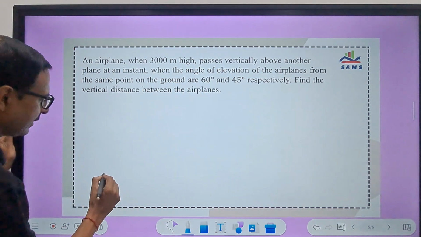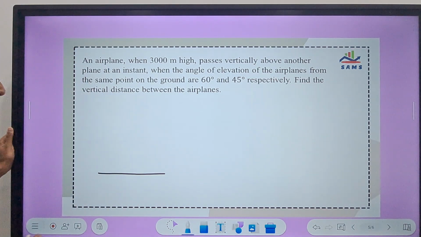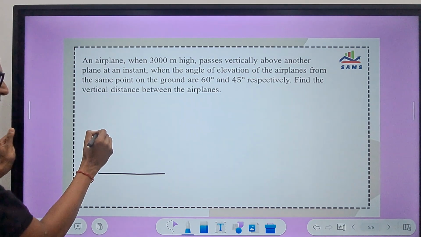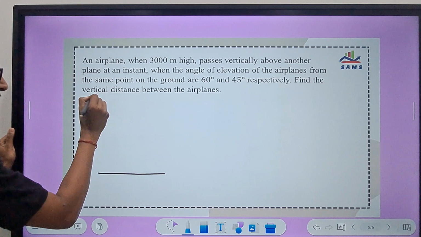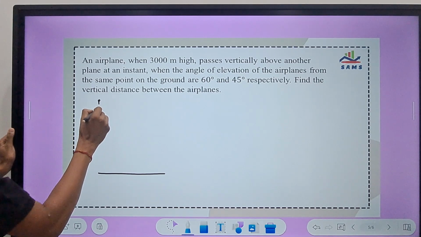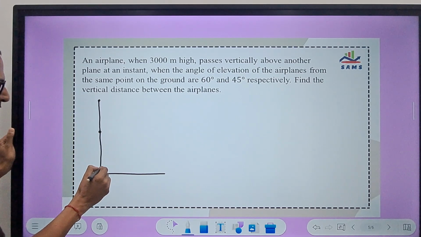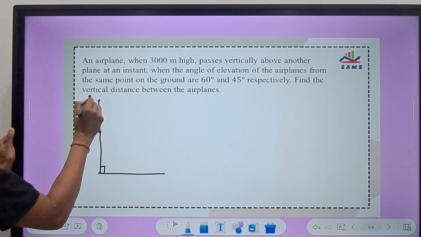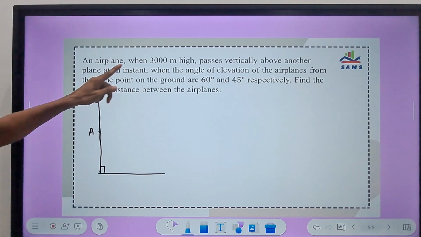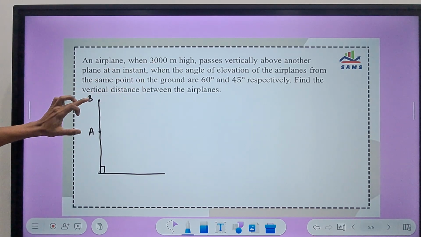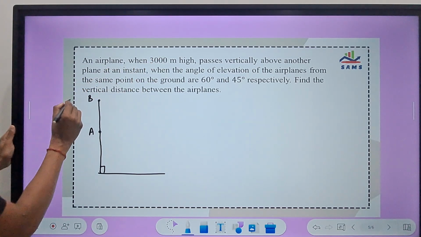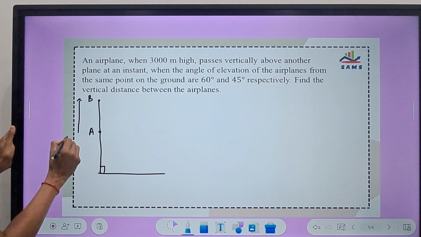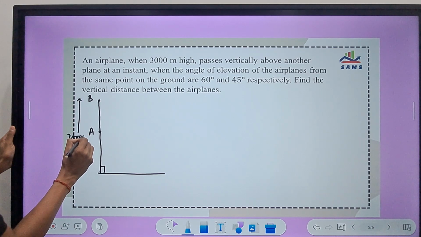So what does the question say? Here is the ground level. We have one aeroplane here and one aeroplane vertically above this here. So these are the two aeroplanes. This is 90 degrees. So positions of aeroplane are A and B. So the upper aeroplane at B is 3000 meters high. So this height is 3000 meters.